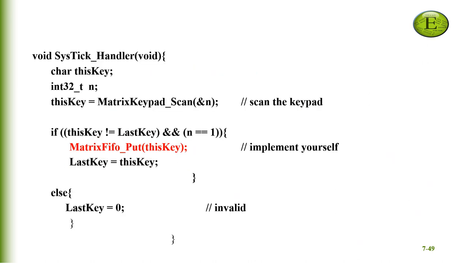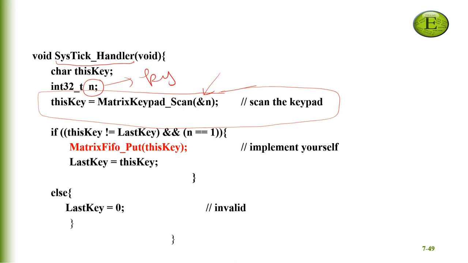So finally, we are now ready to write our SysTick timer interrupt service routine. The name of the routine is going to be the same name as in the interrupt vector table described earlier in the lecture, the SysTick underscore handler. And in this routine, we are going to do the keypad scan. So we are going to call the matrix keypad scan routine, and we're going to input n, where n is the key counter.